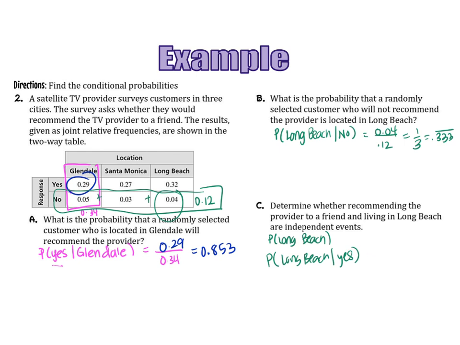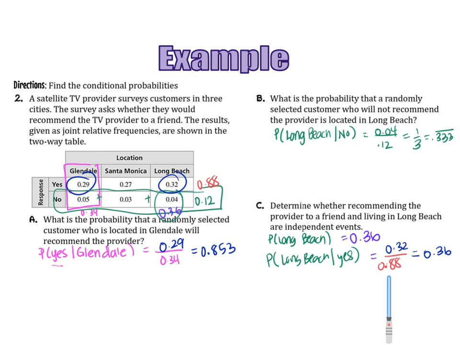So go ahead and pause the video and use the table to find those probabilities, and then compare and answer the question. Then unpause the video and see how you did. Okay, so let's talk through this together. The probability of Long Beach is just the sum of the number of people that were surveyed from Long Beach, which is 0.36. The probability of Long Beach, given that the answer is yes, is the total number of yeses, or the sum of the yes row, which is 0.88. And then the number of responses that are Long Beach and yes, which is 0.32.